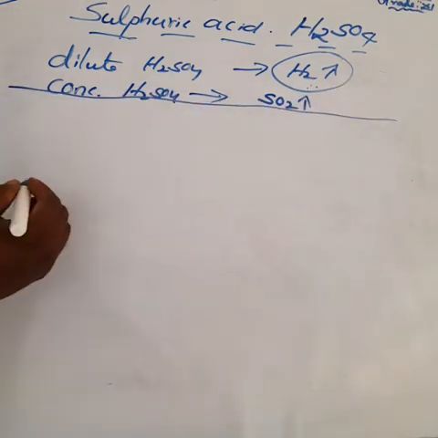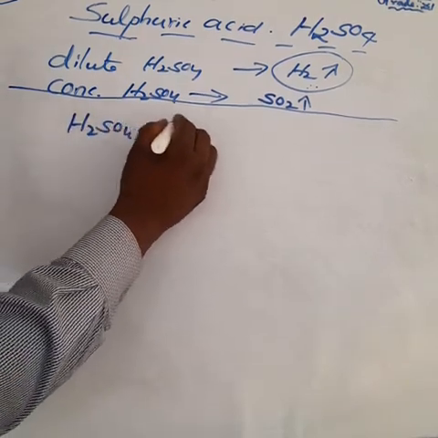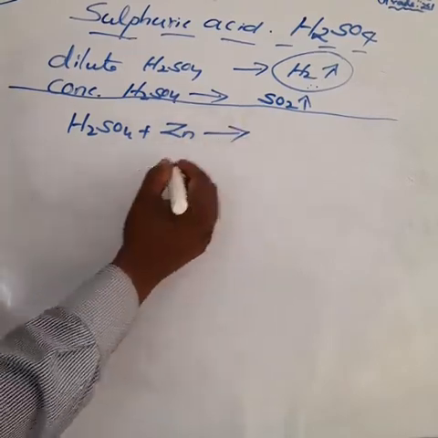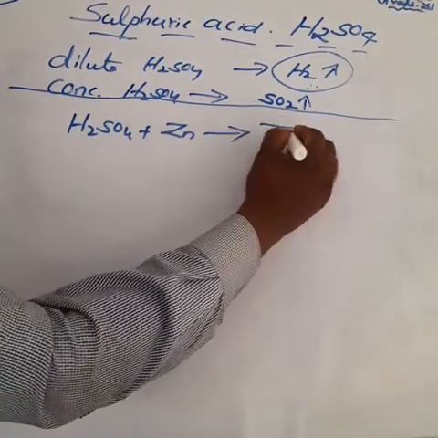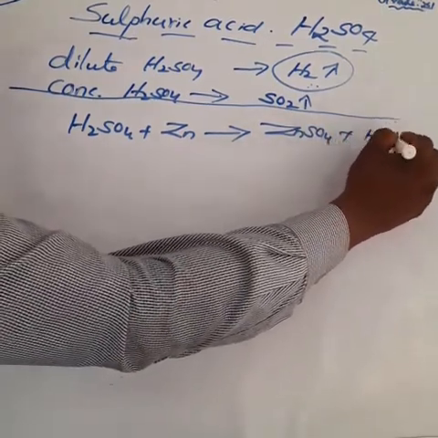Dilute sulfuric acid, that is H2SO4, reacts with the zinc metal Zn, we get zinc combines with the sulfate to form ZnSO4 and also liberating H2 gas.